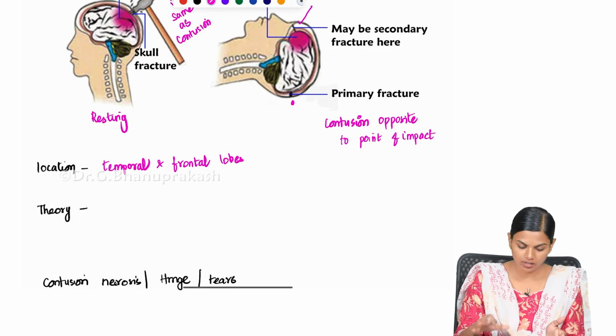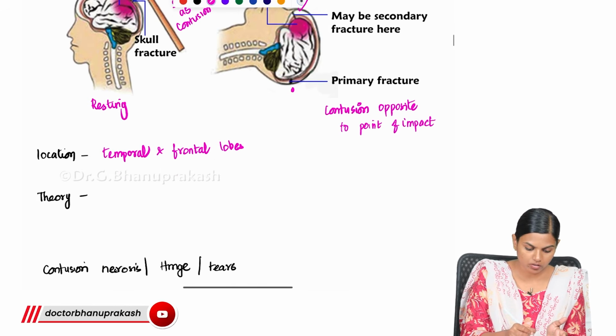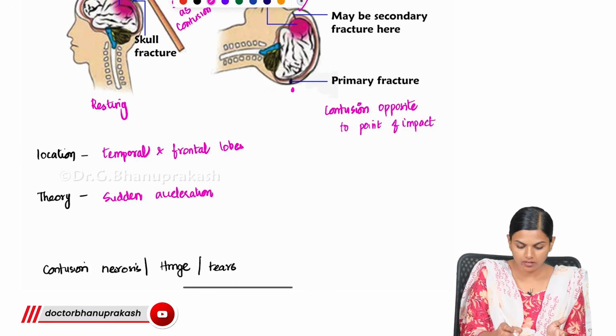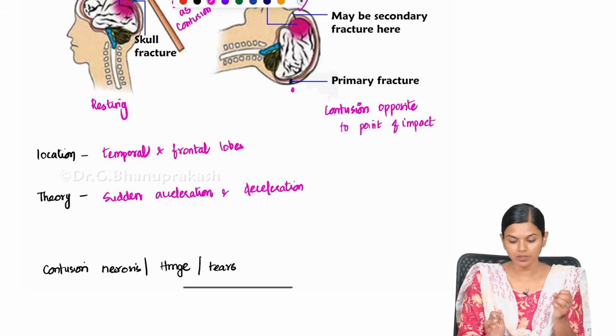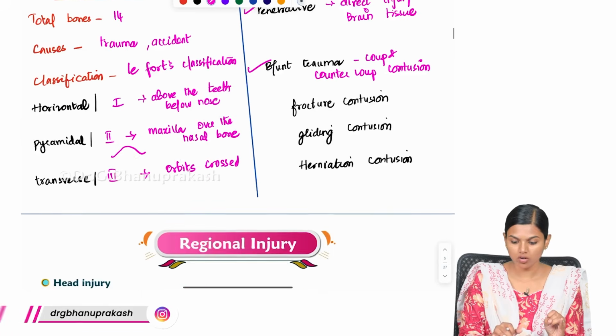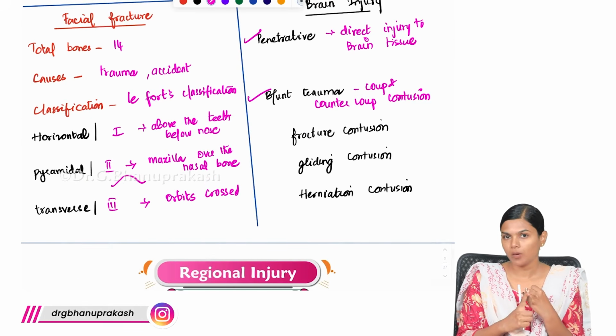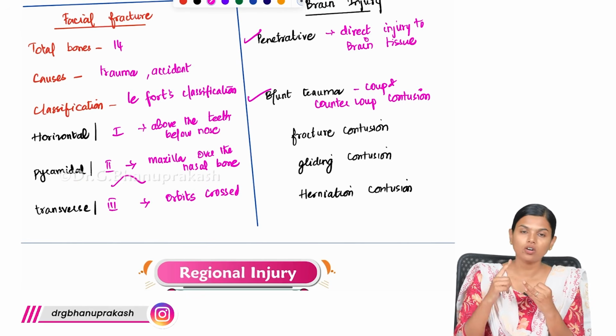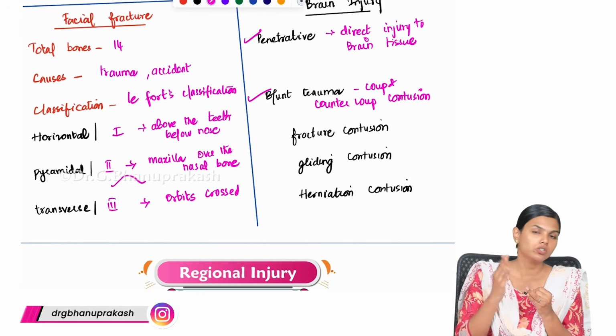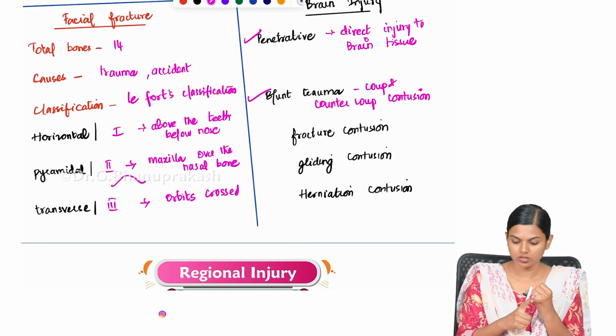And the theory is mainly that because of the sudden acceleration and deceleration, you will be getting the injury opposite to the point of impact. So this is your first. In blunt trauma, you will get coup injury, that is at the point of impact, or contrecoup injury opposite to the point of impact. So this is the first thing.